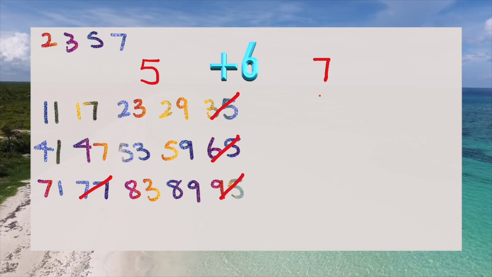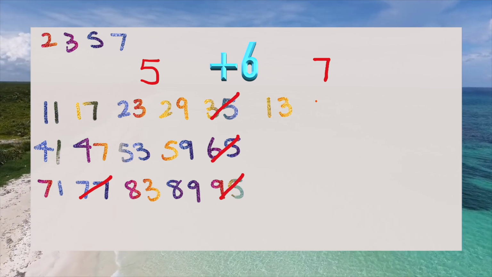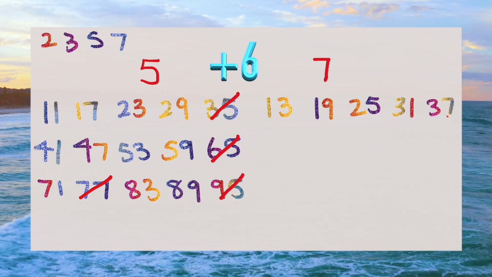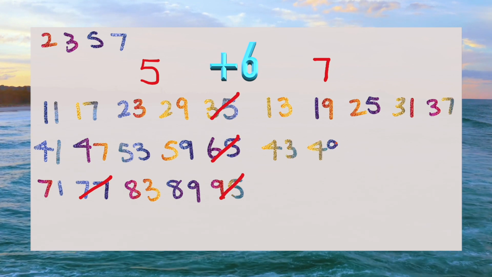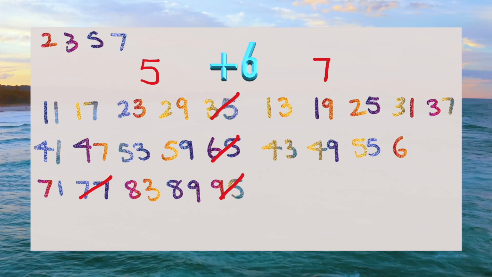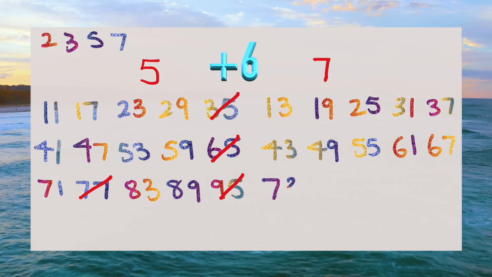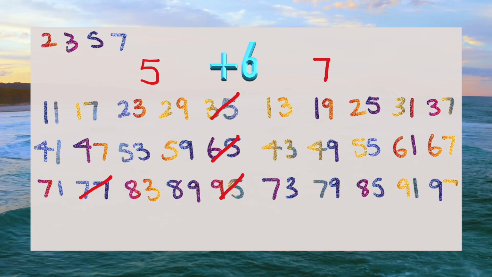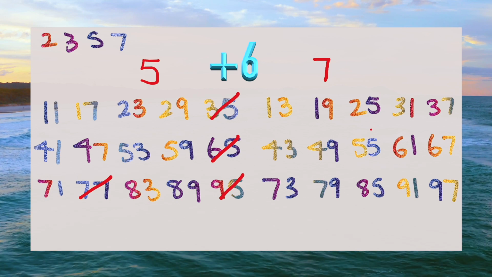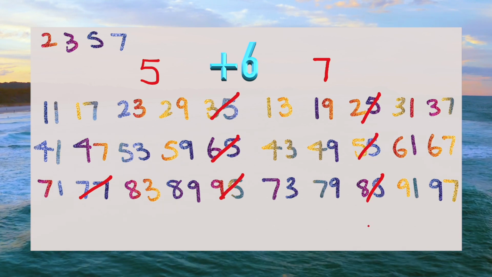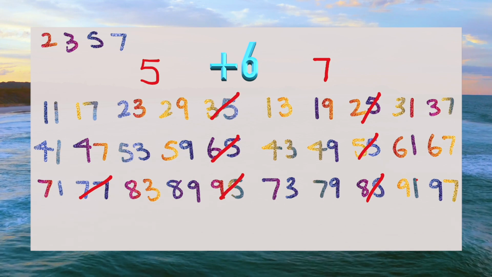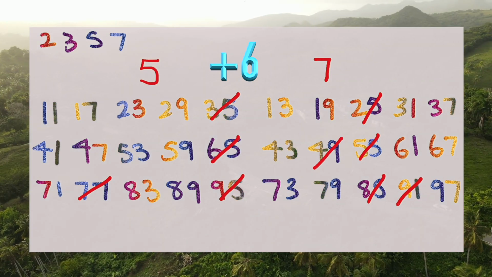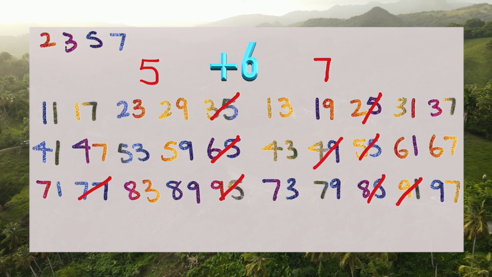Then if we continue this with the 7, adding 6, you get 13, 19, 25, 31, 37, 43, 49, 55, 61, 67, 73, 79, 85, 91, 97. Again, we can eliminate anything that ends in a 5. We also know that there's a factor of 7 in 91, and we know that 7 squared is 49. So that leaves us with all the other prime numbers.